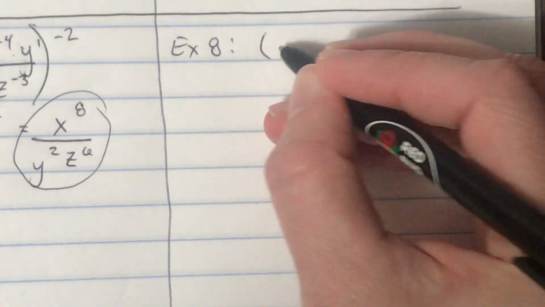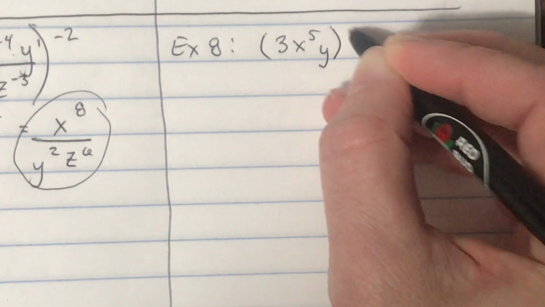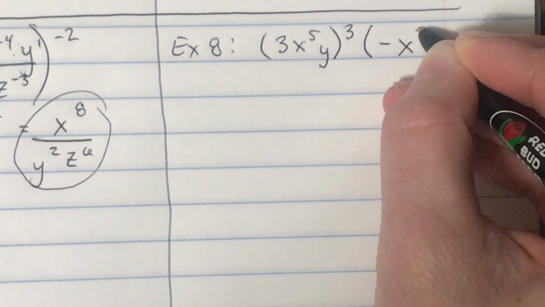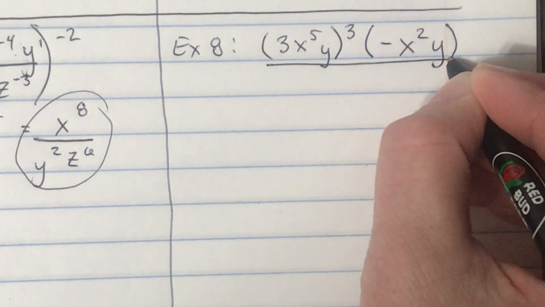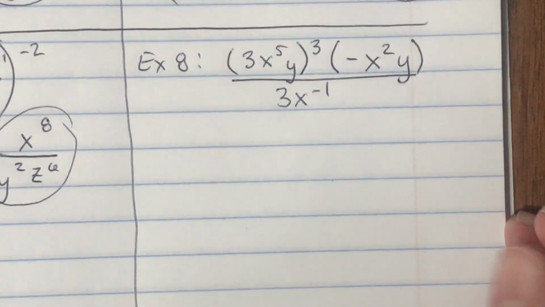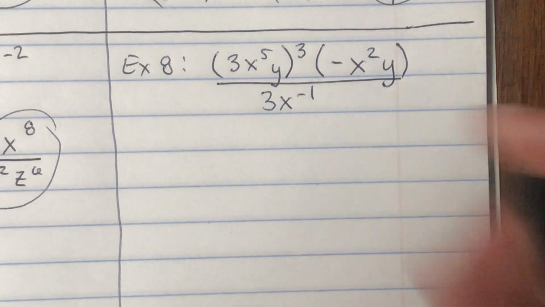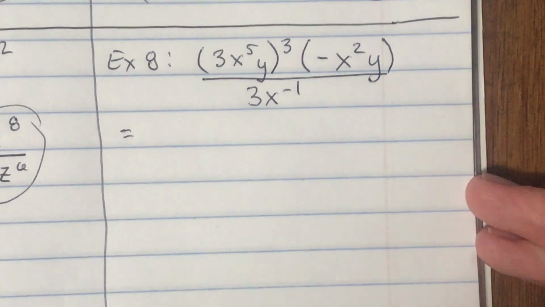Here we go. All right: (3x^5 y)^3 times (-x^2 y), all over 3x^-1. If you want to pause the video here and try this on your own, have at it, and then we will go through it. All right, if you tried it, let's see.